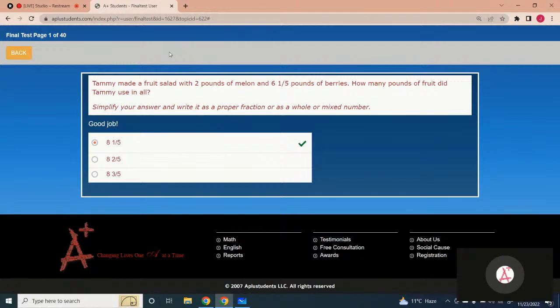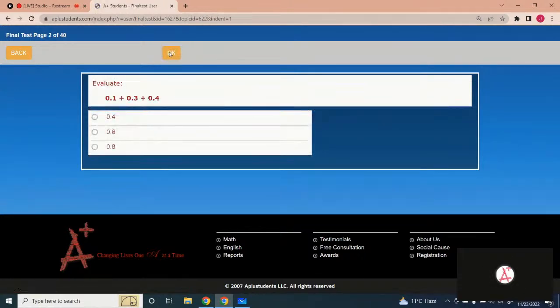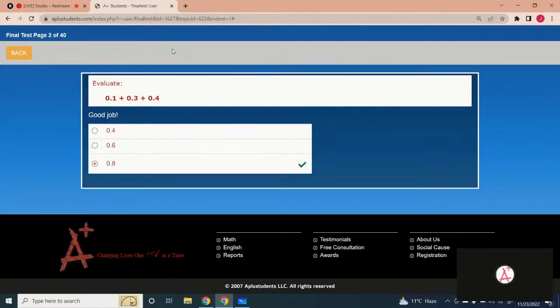Okay, the next one is 0.1 plus 0.3 plus 0.4. So the answer is, simply add them. Which option is the correct one? Yes, it would be 0.8. So just select the correct option and click on the OK button.